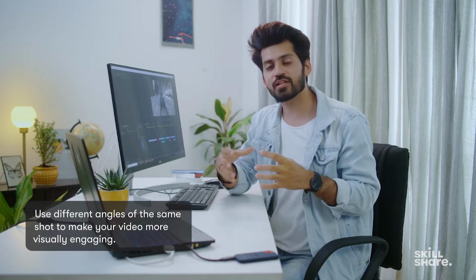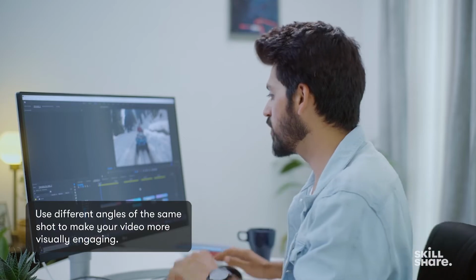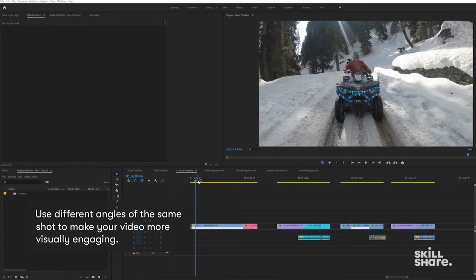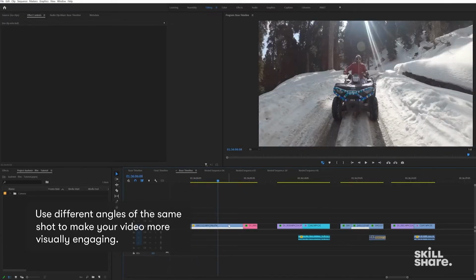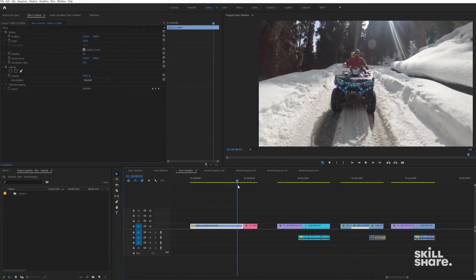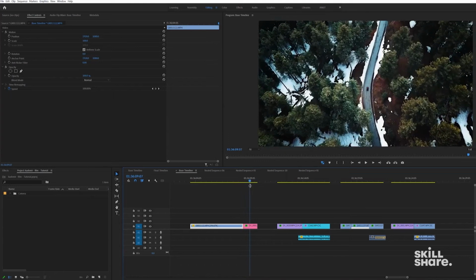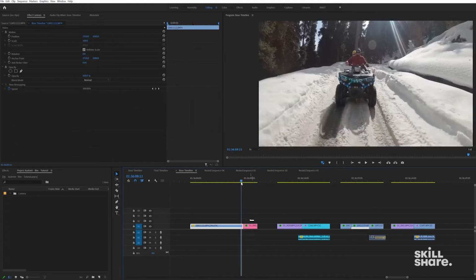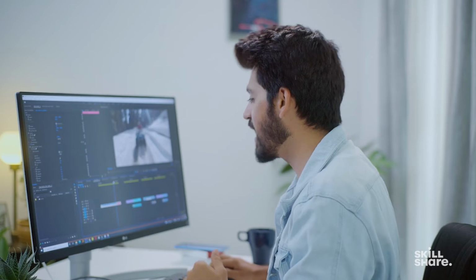To make your videos visually interesting, one of the ways is that you shoot and combine different angles of the same shot. For example, look at these two shots. I'm doing snow biking here and I took this shot on GoPro and the another shot is taken on, and when we combine these two shots, it will add to the story and they will look visually appealing.